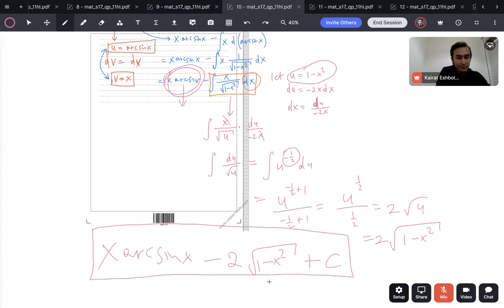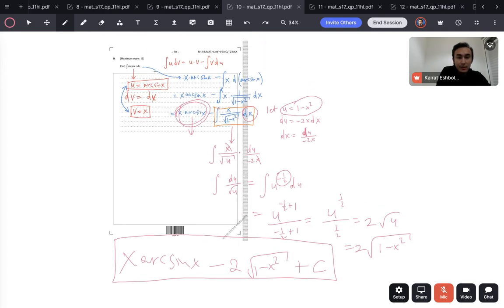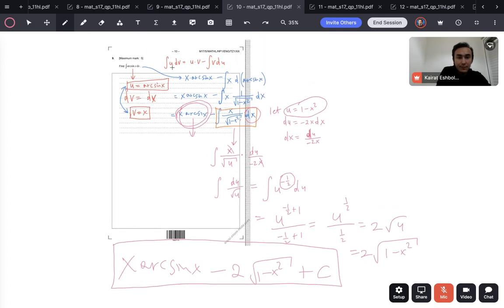All right, so that was the solution to this question. We have used integration by parts as well as the substitution, u substitution.